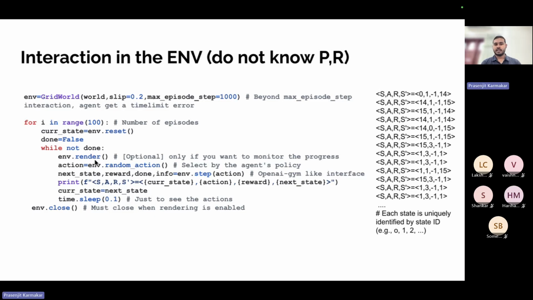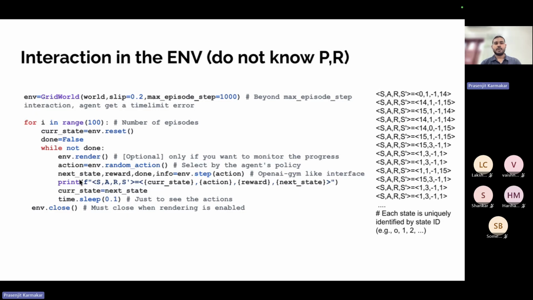Environment render, this is an optional thing. If you render it, it will basically show up in a graphical window where it's taking the action. Then you take an action equal to any random action. So here you are basically putting the policy. For this example code, we are showing that it's a random action, right? But you can select a policy, you just replace this call with a policy which will give you the action.